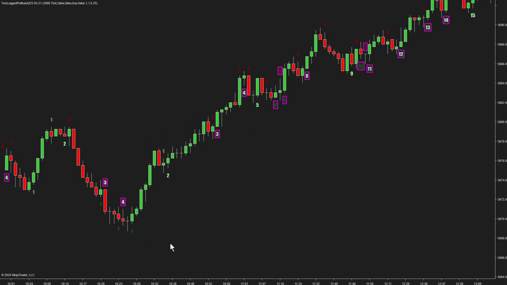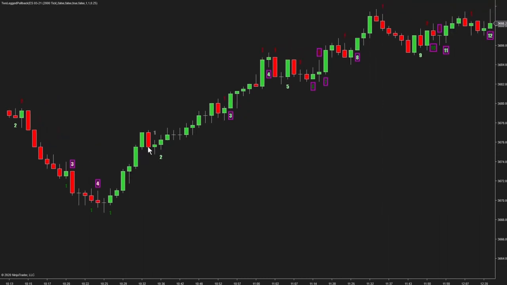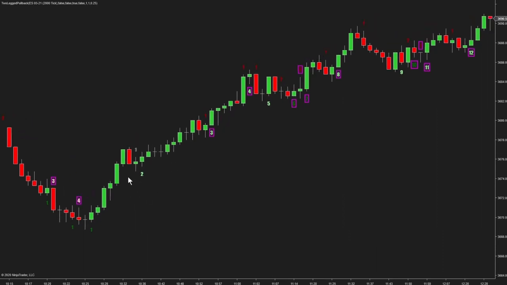Here, let's take a look at the bull legs. We see here that there is a number 1. This number 1 means that this is the first bull leg in a series. We have a bear leg here, and once the candle breaks a prior candle's high, then that commences the next bull leg, which we see here with a number 2. Remember, the count continues as long as a pivot low doesn't break below the prior pivot low.